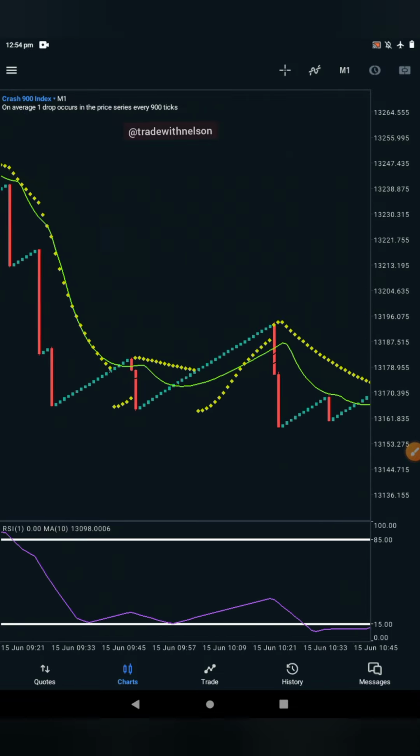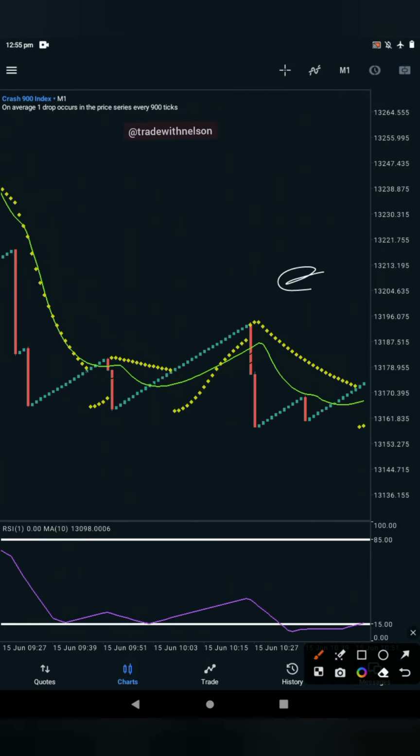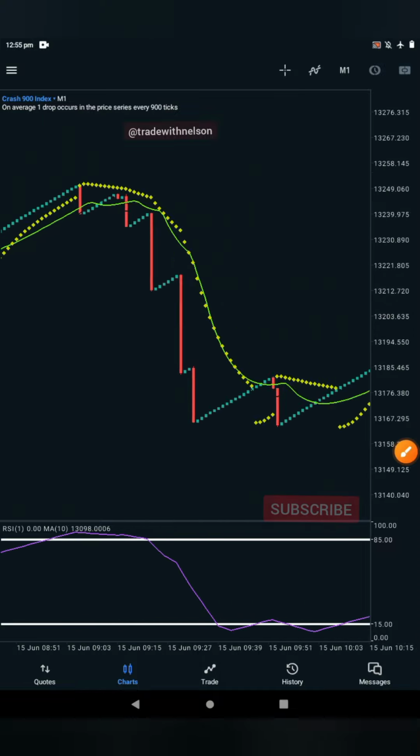After this, I want you to go back to your chart, backtest this strategy, take your time. Then after that, demo trade it, then see how profitable you are. Then you can decide whatever you want to do with the strategy.